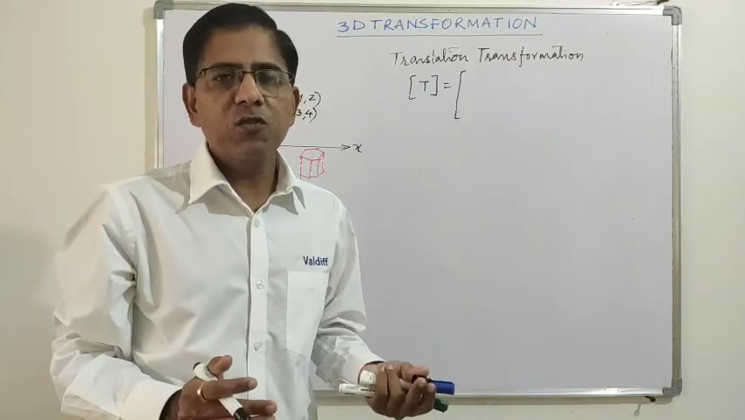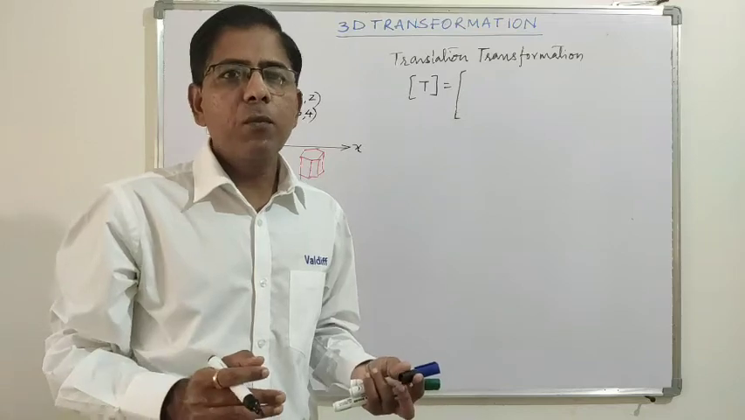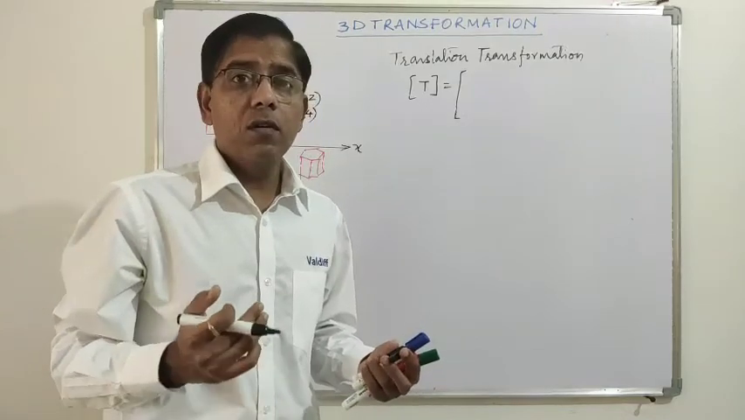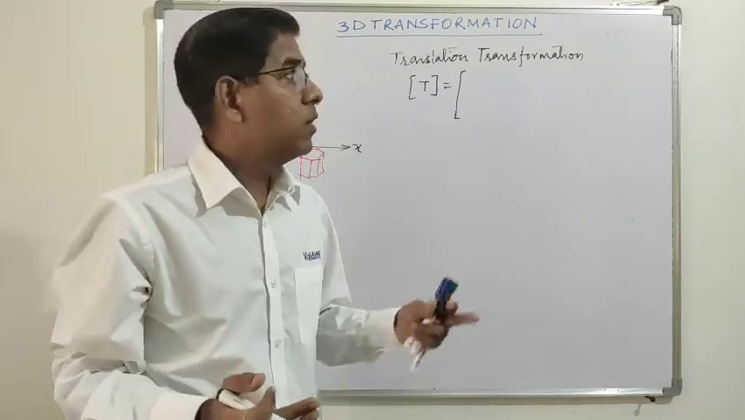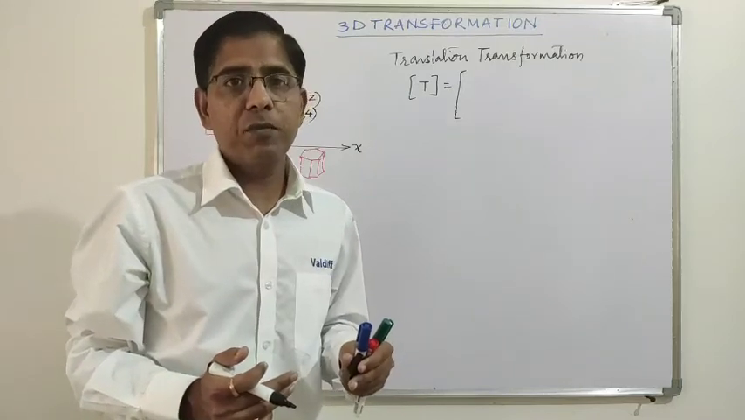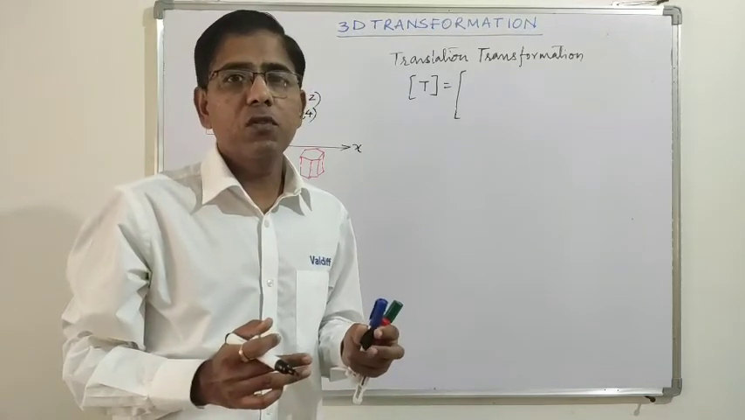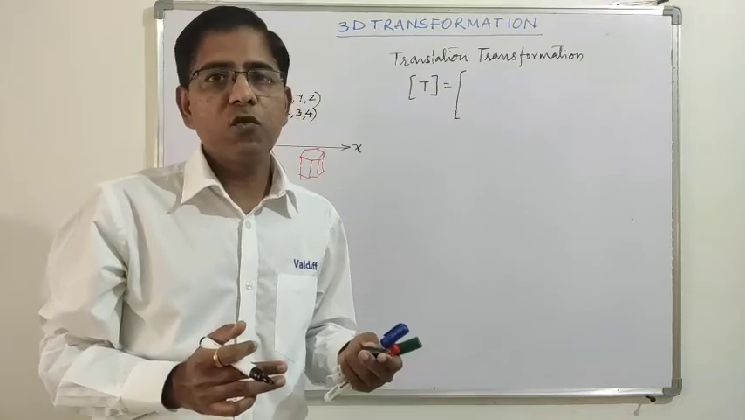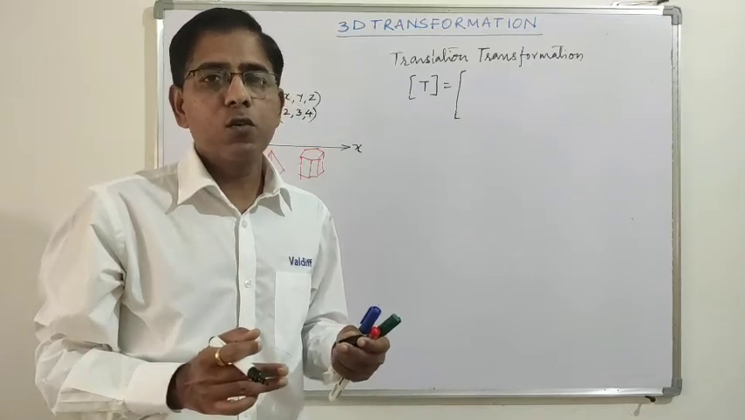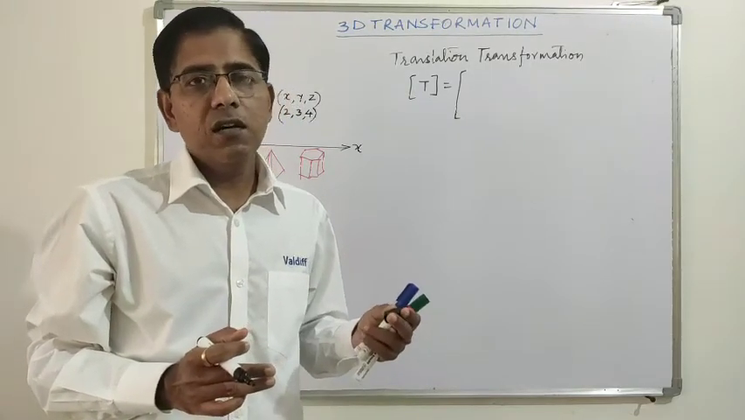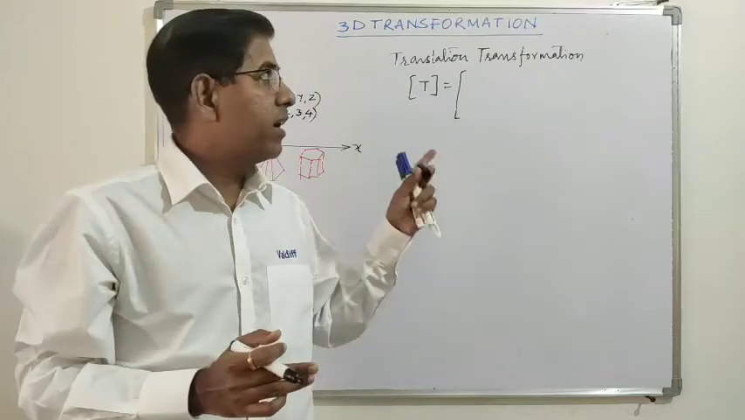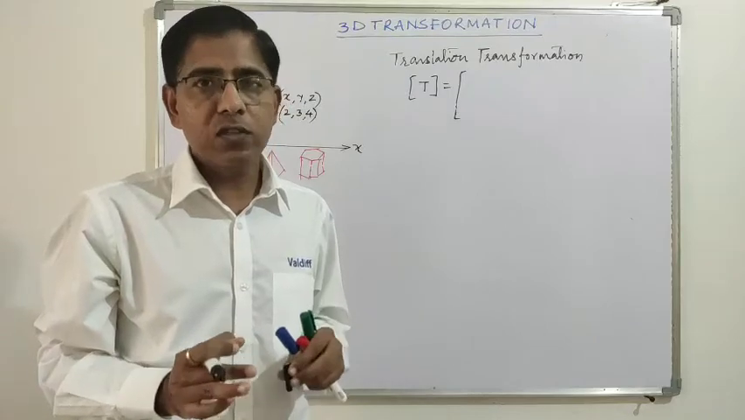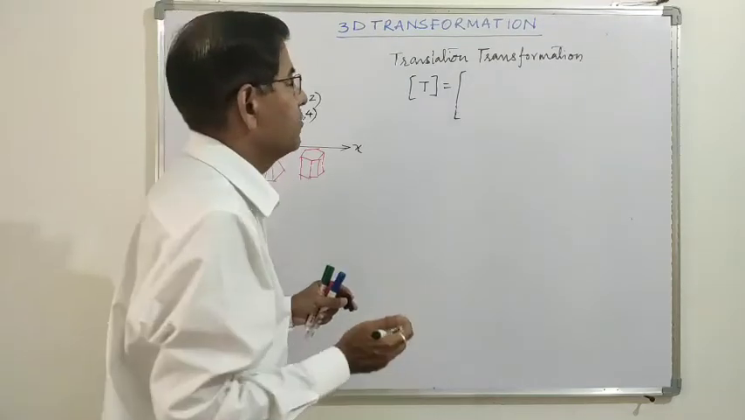But in 3D transformation, where one more axis is being added, so we add one more row and one more column to this translation transformation matrix. Now we know that all the transformation matrices, whether it's a 3D or a 2D transformation, are square matrices. So all transformation matrices in 2D were of 3 by 3 size, and all the transformation matrices in 3D will be of 4 by 4 size. Okay, will be of 4 by 4 size.